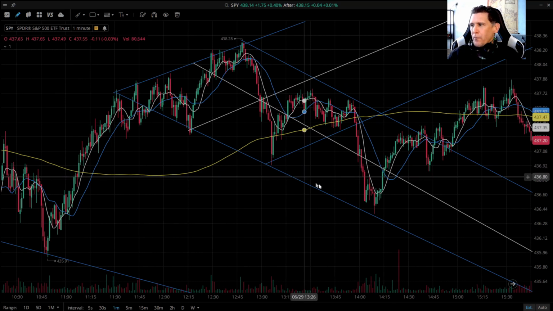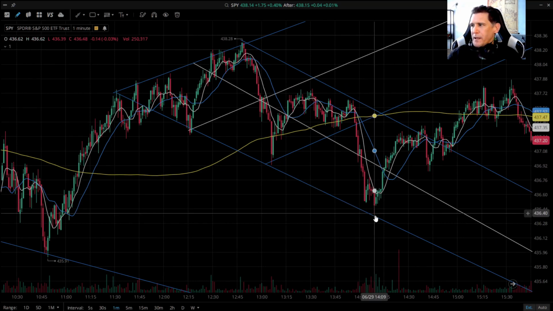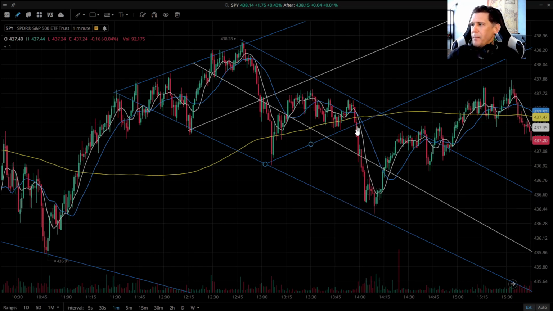Look at that. We went right to the angular support with a wick. Easy trade. That is knowing you're getting close, take your profit. But how do you trade the break on this? Well, you find an angular support coming out the other side.